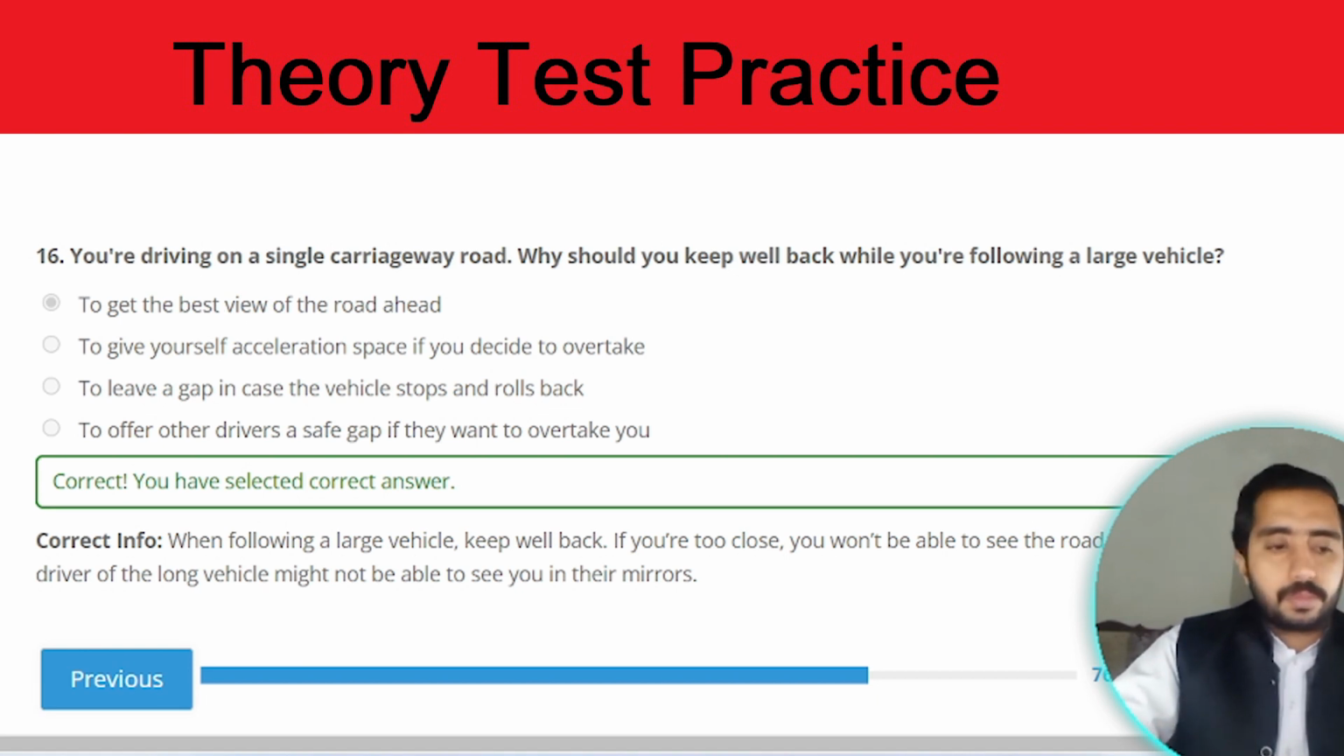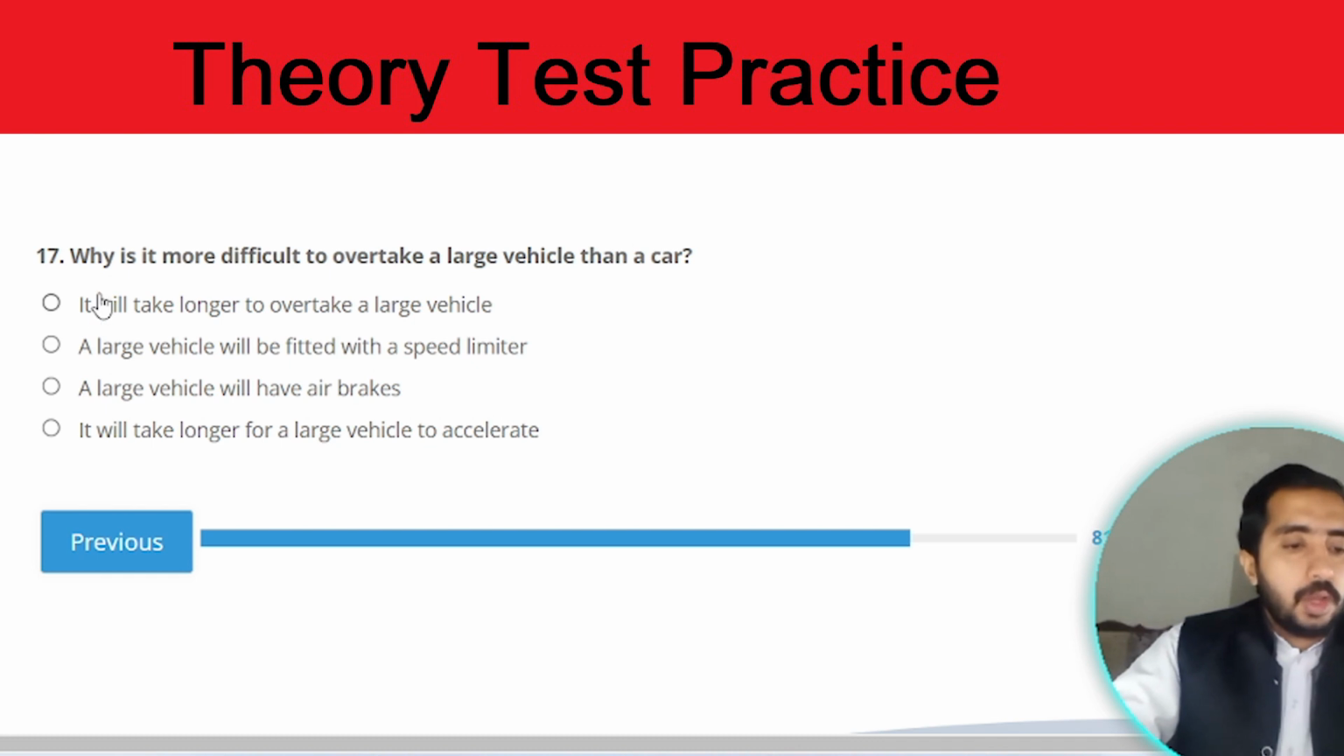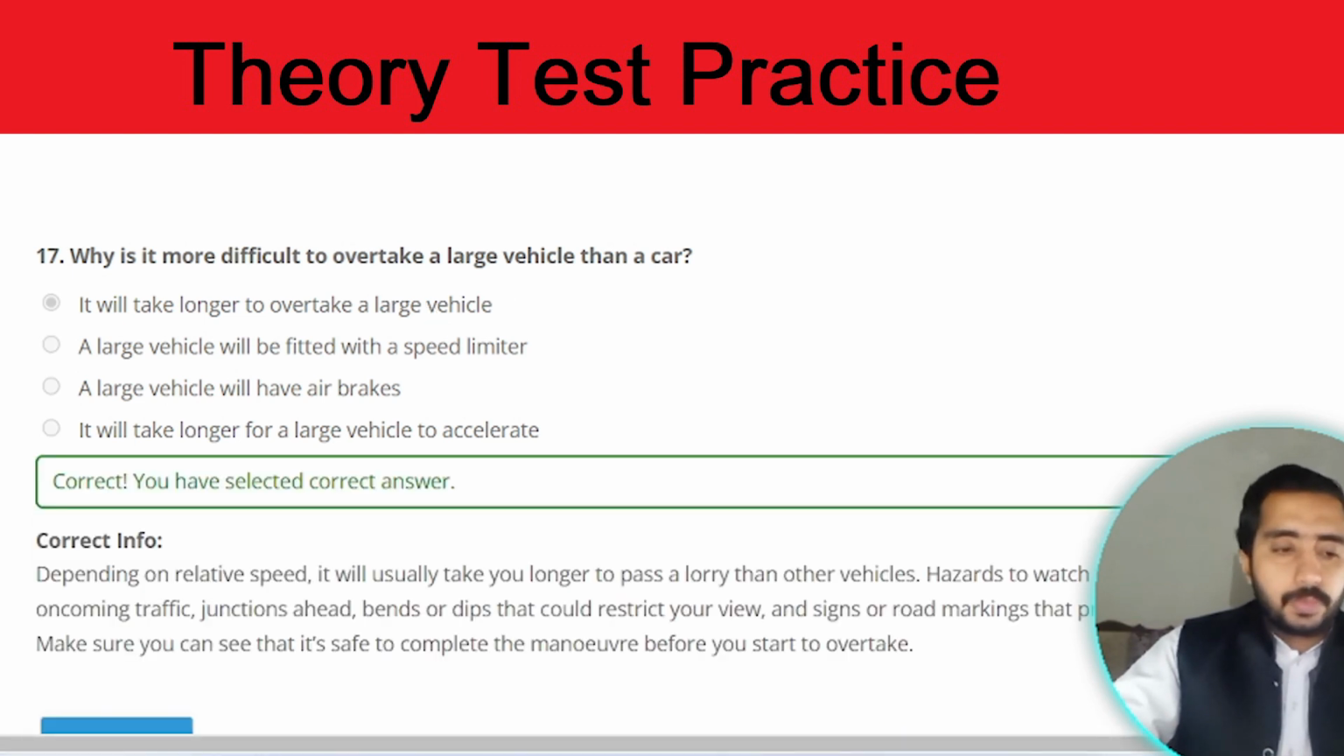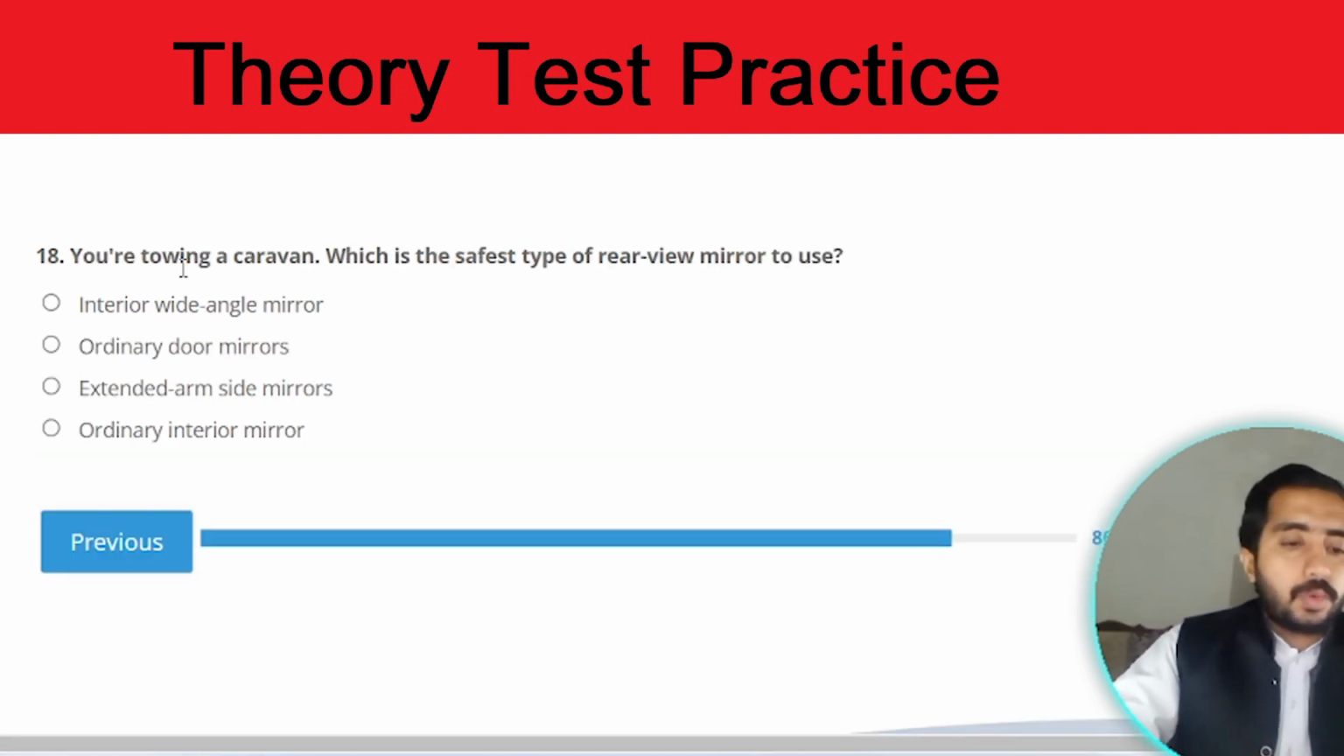Next one, question number 17. Why is it more difficult to overtake a large vehicle compared to a car? It will take longer to overtake a large vehicle. This one is correct. Next one, question 18. You are towing a caravan. What is the safest type of rear view mirror to use? The safest is extended arm side mirrors.